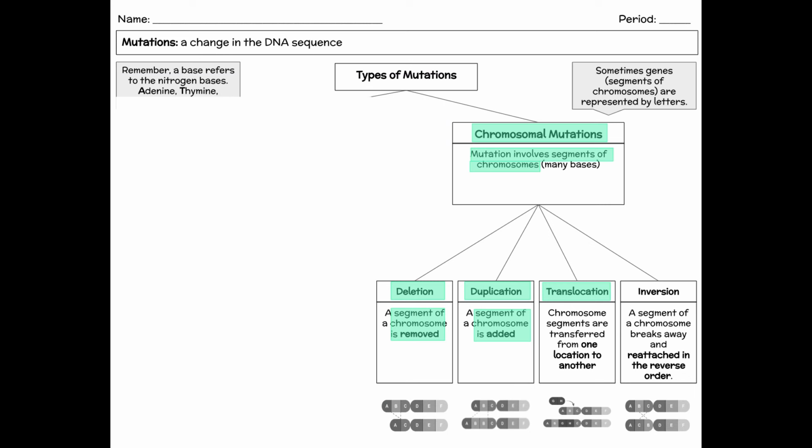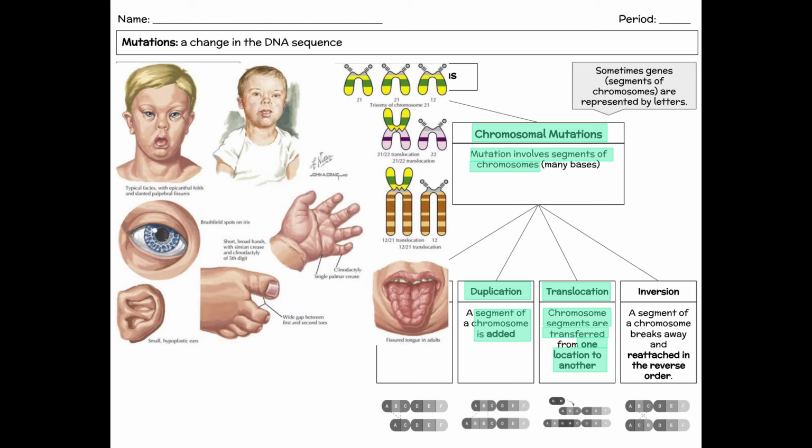Translocation is when chromosome segments are transferred from one location to another. It's like mixing up instructions from different recipes. Some types of Down syndrome are caused by a translocation mutation instead of an entire copy of the 21st chromosome.